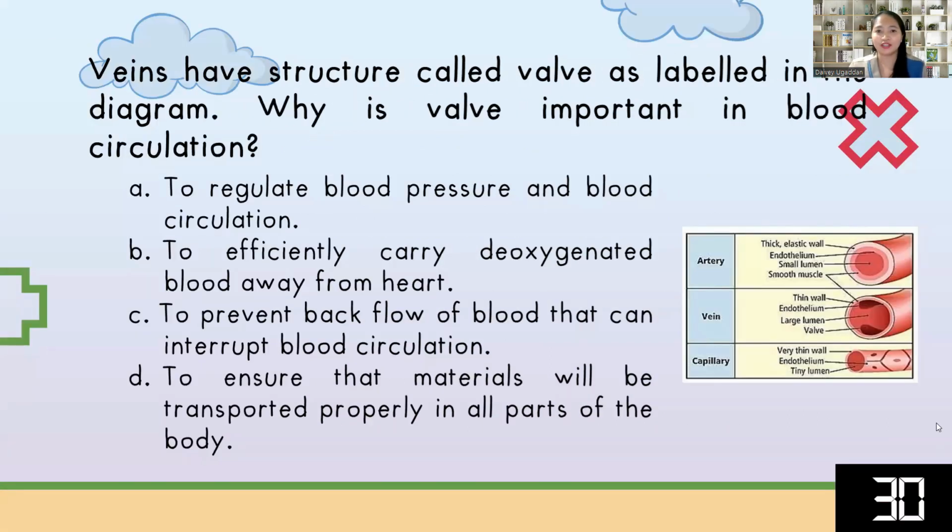Use the diagram on the right side to analyze question number 14. Veins have structure called valve as labeled in the diagram. Why is valve important in blood circulation? Is it A, to regulate blood pressure and blood circulation? B, to efficiently carry the oxygenated blood away from the heart? C, to prevent backflow of blood that can interrupt blood circulation? Or D, to ensure that materials will be transported properly in all parts of the body? Kindly key in your answer on the comment section.